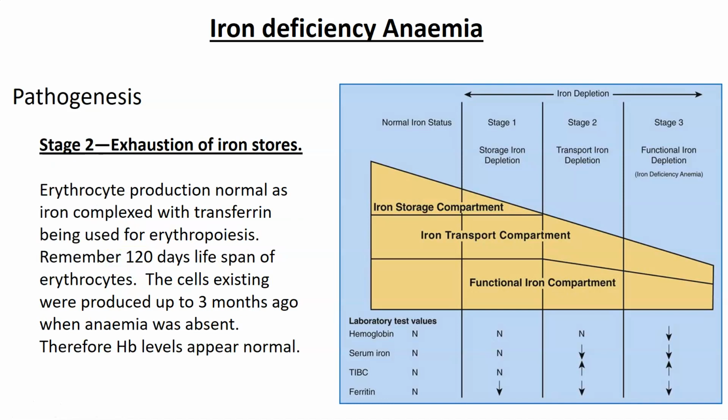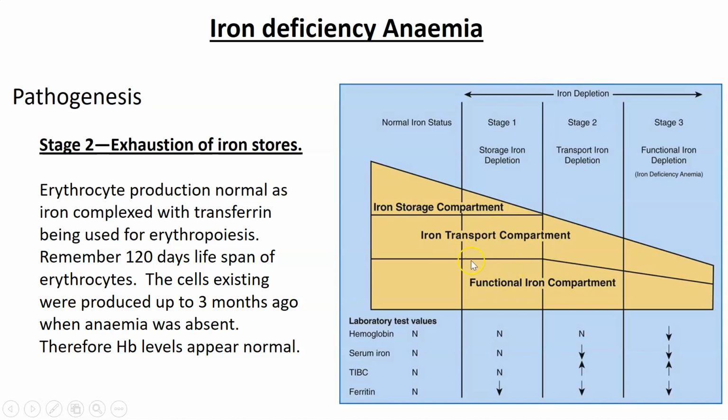So stage 2 really leads to the exhaustion of iron stores. You haven't quite got to anemia just yet, but you start to see signs of it developing into anemia. So what you'll find is that during stage 1, all the ferritin-stored iron has been diminished, and that was sufficient to produce enough red blood cells to keep everything ticking along.